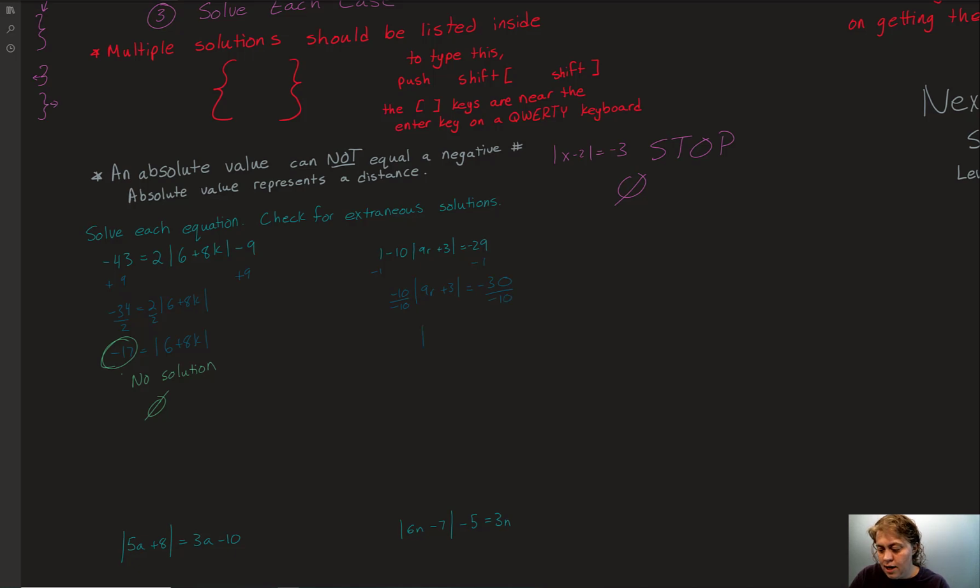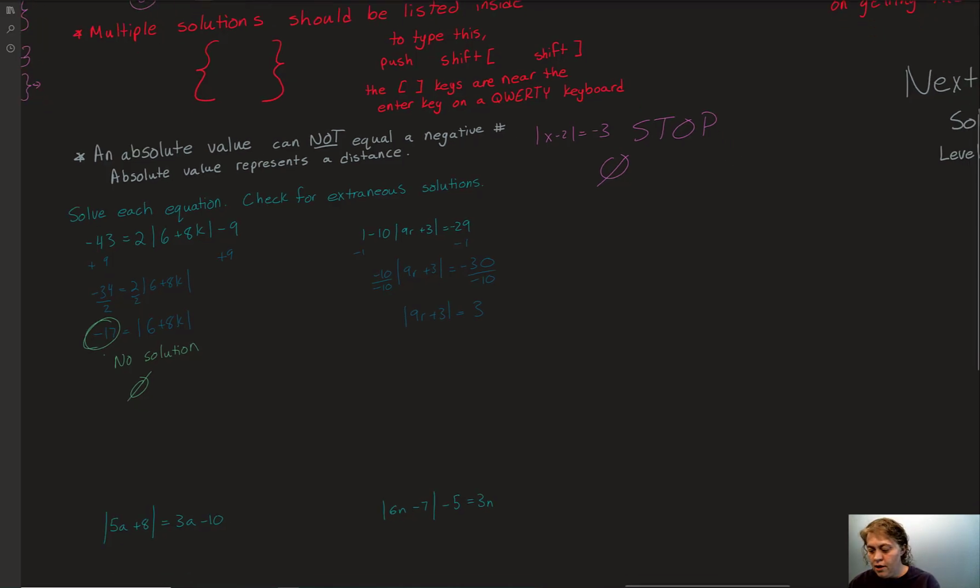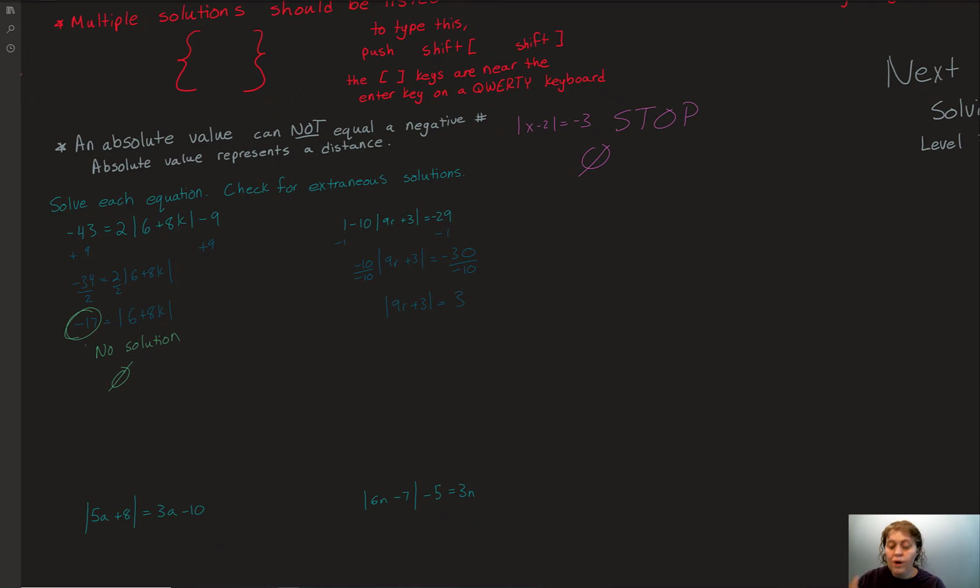negative 10 absolute value 9r plus 3 equals negative 30, divide by negative 10, absolute value 9r plus 3 equals positive 3. That's a positive number. Check. We can move on with life. Okay, so what we want to do is split this into two equations. We want 9r plus 3 equals 3, and we want 9r plus 3 equals negative 3.